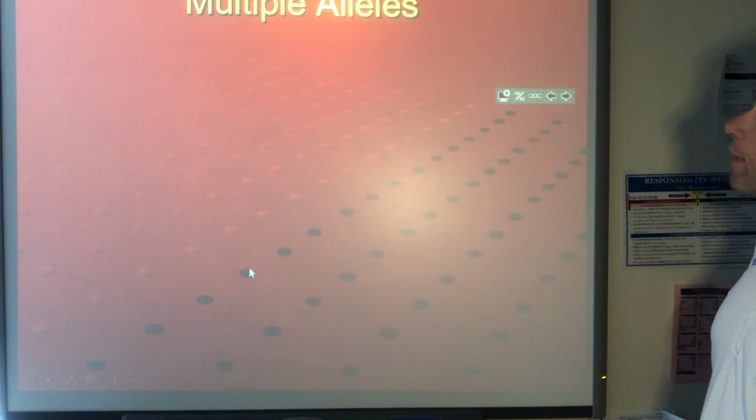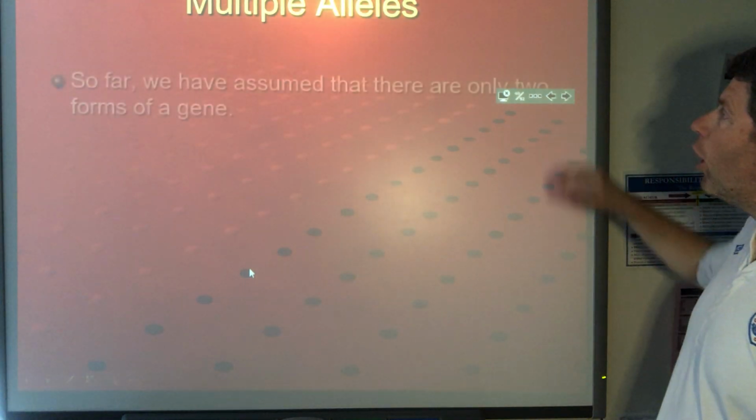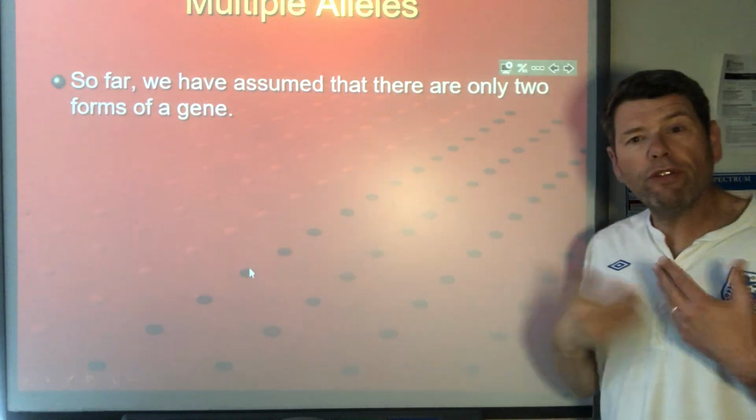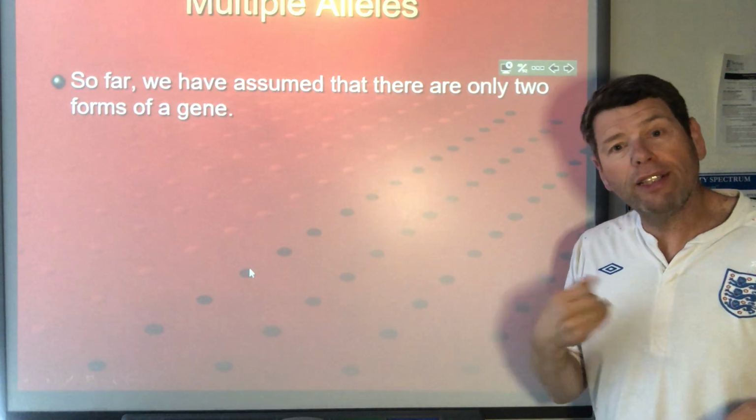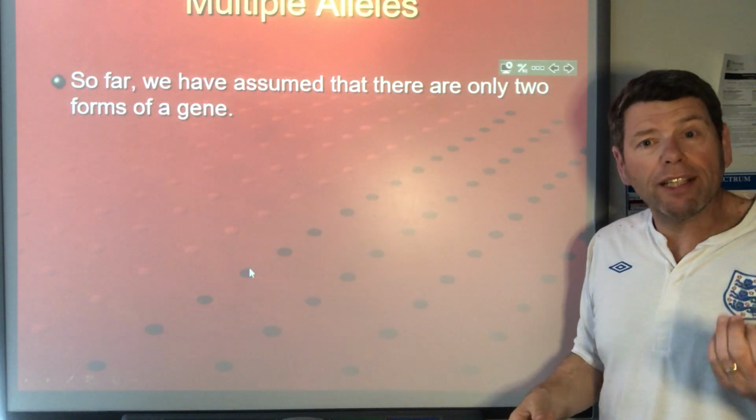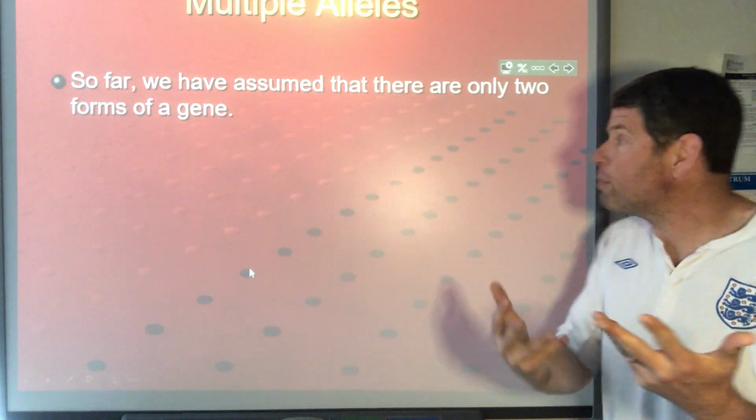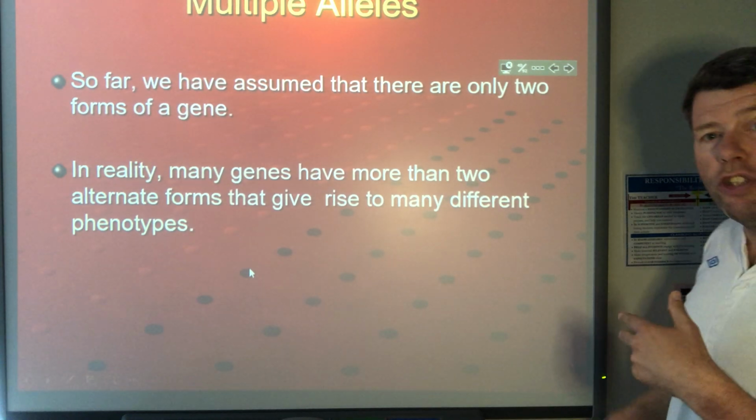Now, the last thing to look at is a multiple allele situation. We call it multiple alleles because currently we've only assumed 2 different forms of a gene, right? Capital R, little r, or even with our incomplete dominance, we have a red allele, we have a white allele. But what happens when there's more than 2 options? We call it a multiple allele situation when there's more than 2 forms.